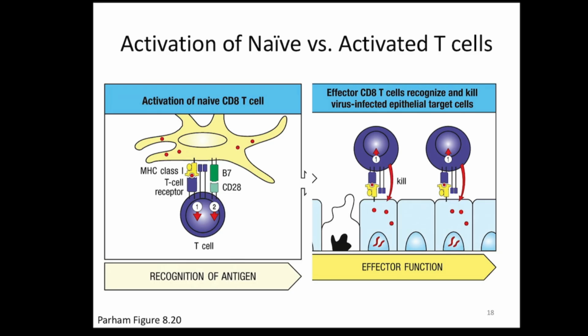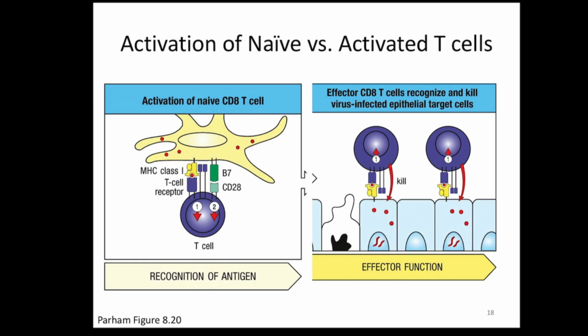After this interaction, it's going to become a killer T cell. It now is going to have the ability to kill. So it is no longer a naive T cell. After this, it's going to be an activated T cell. When that T cell is an activated T cell, it's going to go to some other body site.